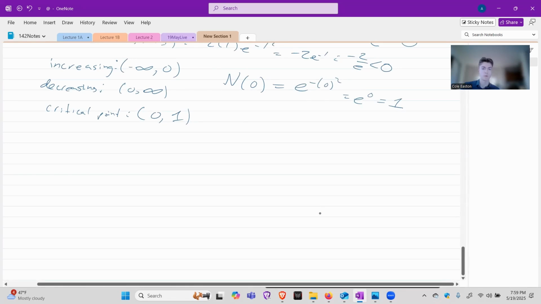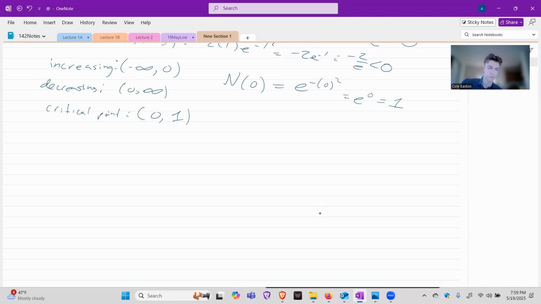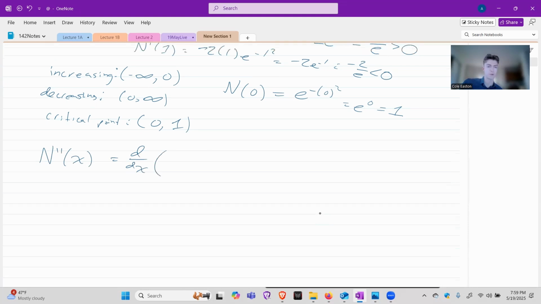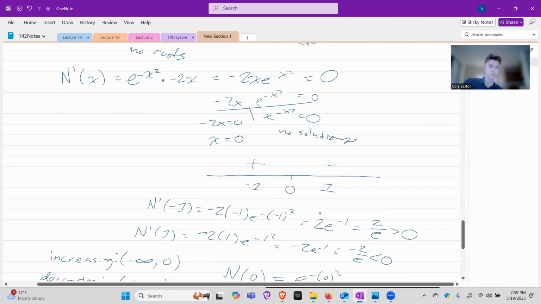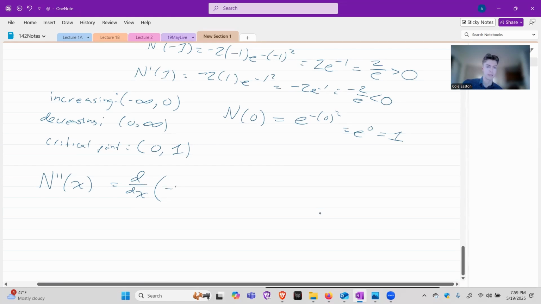And now let's go on to our second derivative. So we're going to say n double prime of x equals the derivative of our first derivative. So it's the derivative of -2x e to the -x squared.